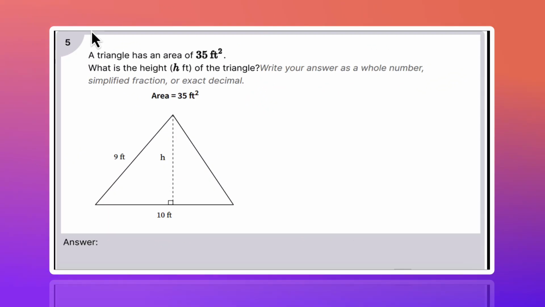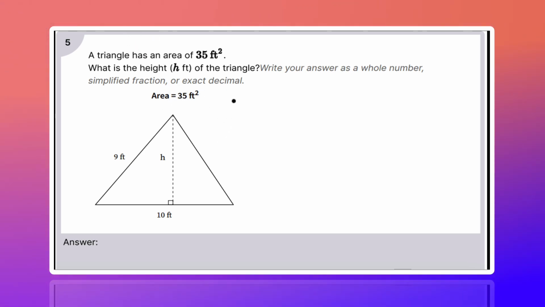Hello my dear student, in this video we will explain how we can find the height of a triangle if we have its area. Let's look at the example here. A triangle has an area of 35 feet squared. So what is its height? To find the height here, first we have to remember together the rule of the area of a triangle.